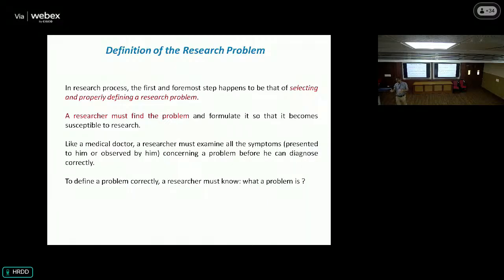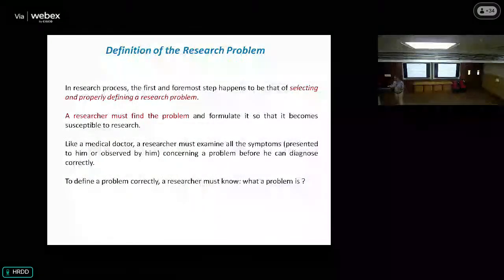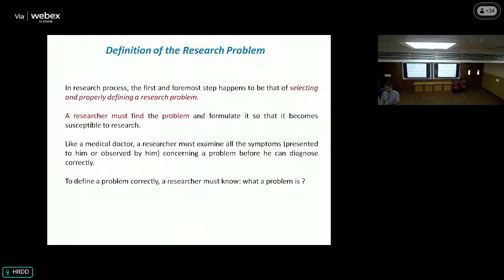Although in your cases the problem is somewhat defined, not completely, because you have got a broad topic in which you will work. Any topic you cannot select. So in that broad topic, we will specify slowly. As I explained yesterday, that funneling. So slowly you will evolve, and you will specify and then find out the solution. So a researcher must find the problem. It is your duty to find out a problem. You are the researcher, it is your PhD, and formulate it so that it becomes susceptible to research. So you can work on it.